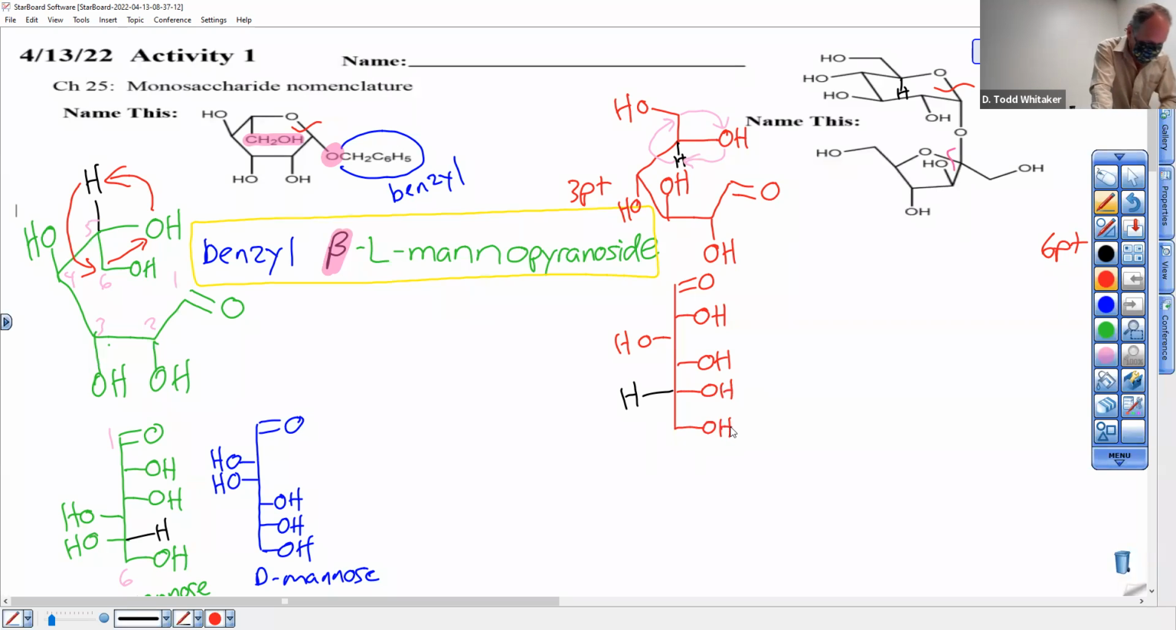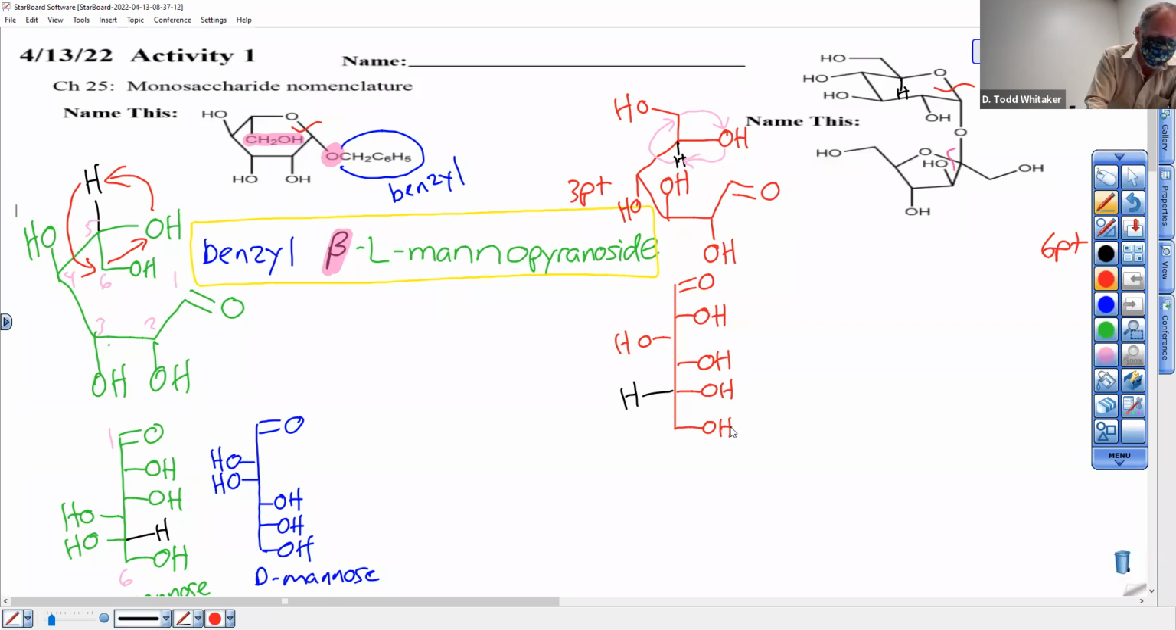CH2OH is in the loop. So which of the monosaccharides goes right, left, right, right? That's glucose, isn't it? Yeah. Could have saved myself a whole bunch of time.